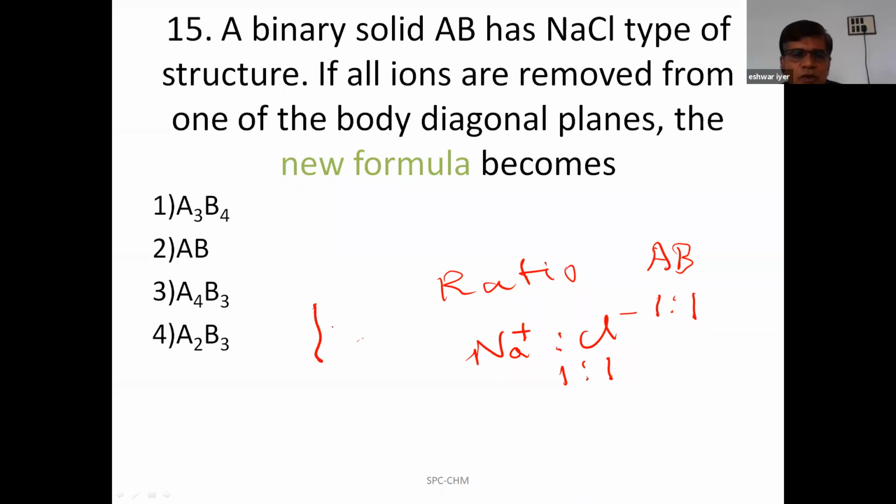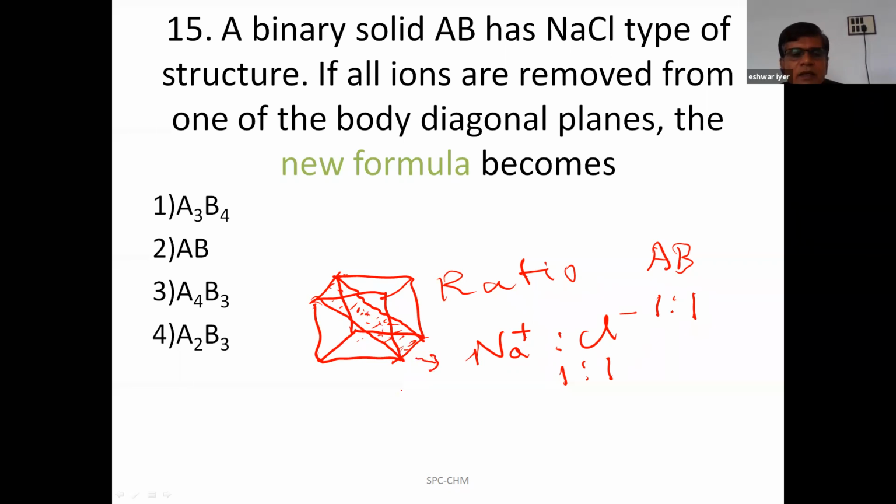What they are removing is all the ions from the body diagonal plane. I'll write the structure. Look at this, again a cube. I'll mark the body diagonal plane. So this is the body diagonal plane. Did you understand this? All the ions that come on this body diagonal plane have been removed. Then you can answer this in two ways.